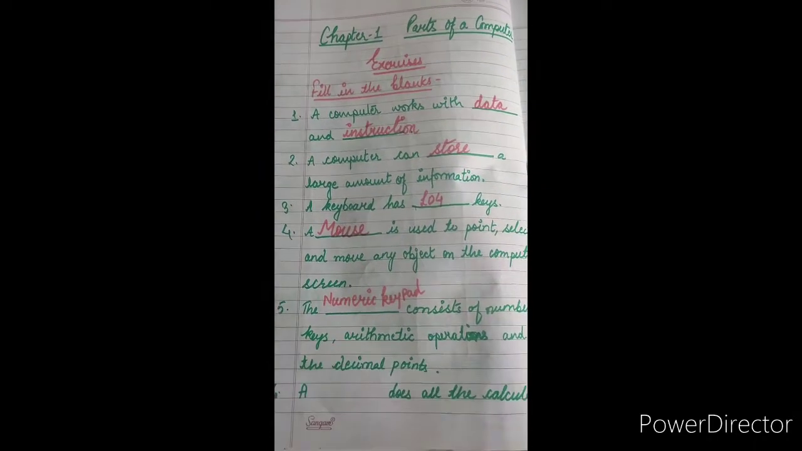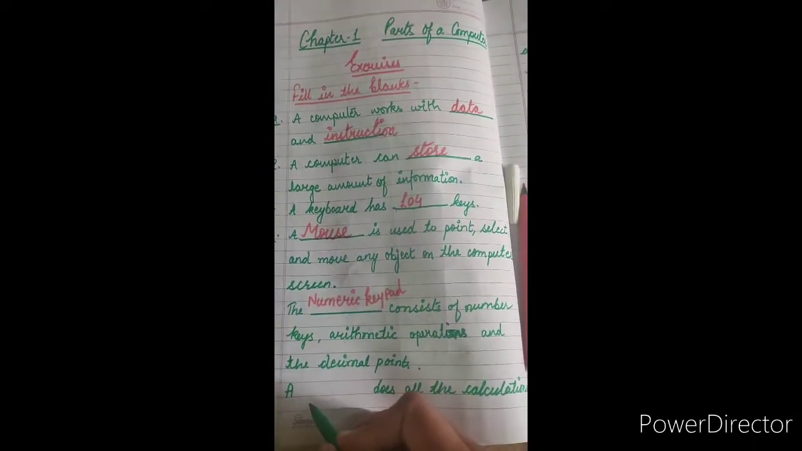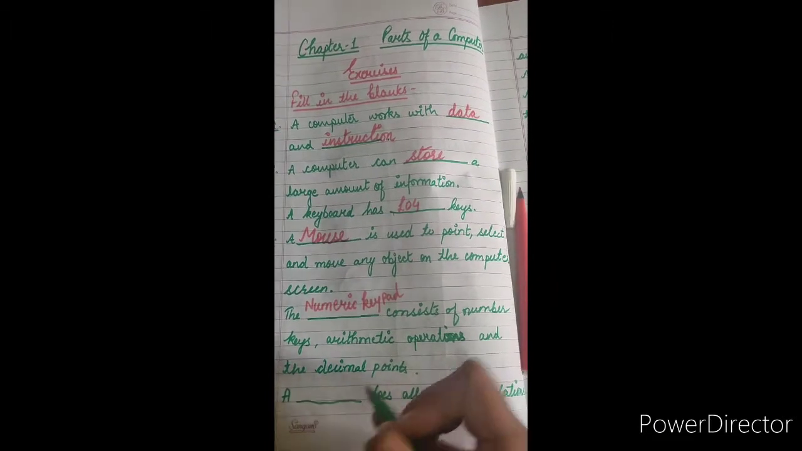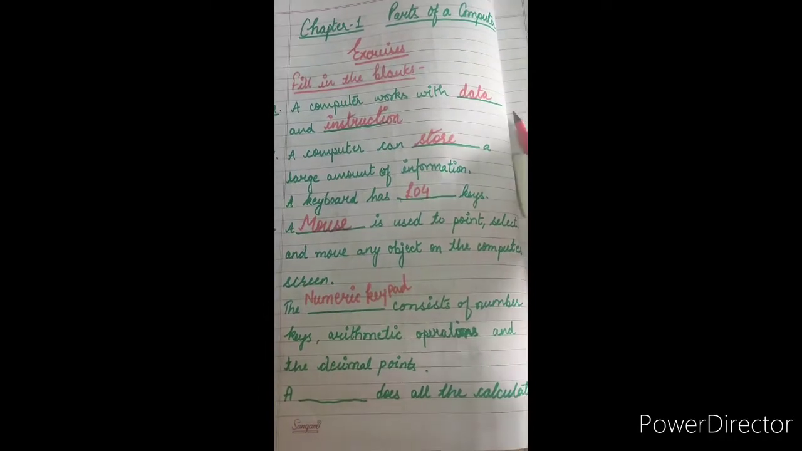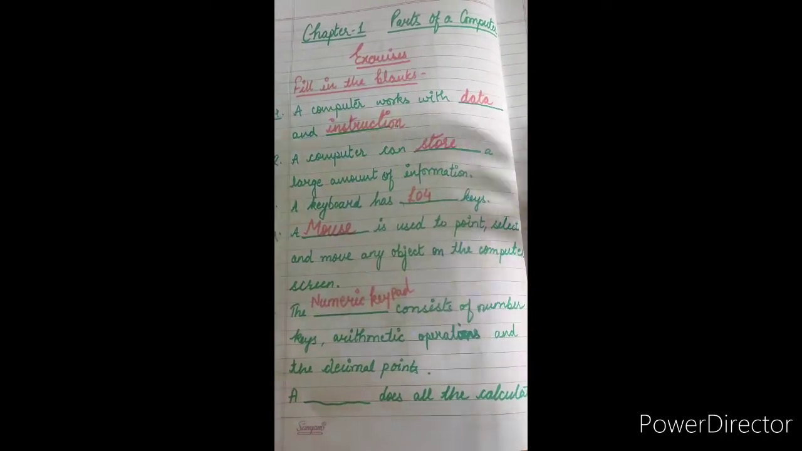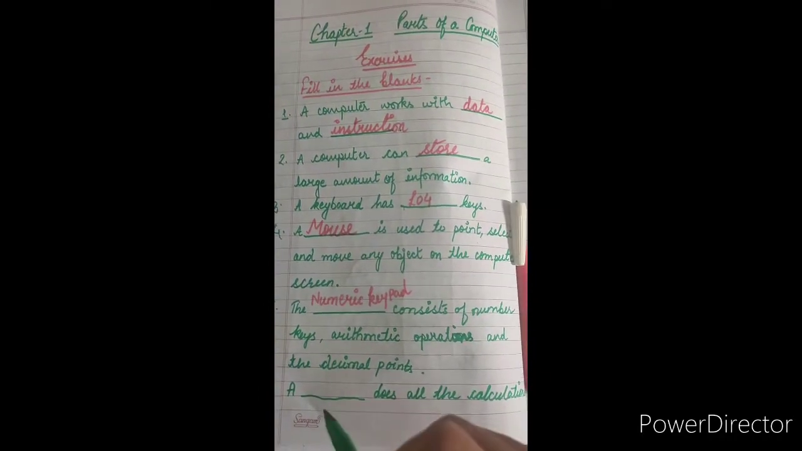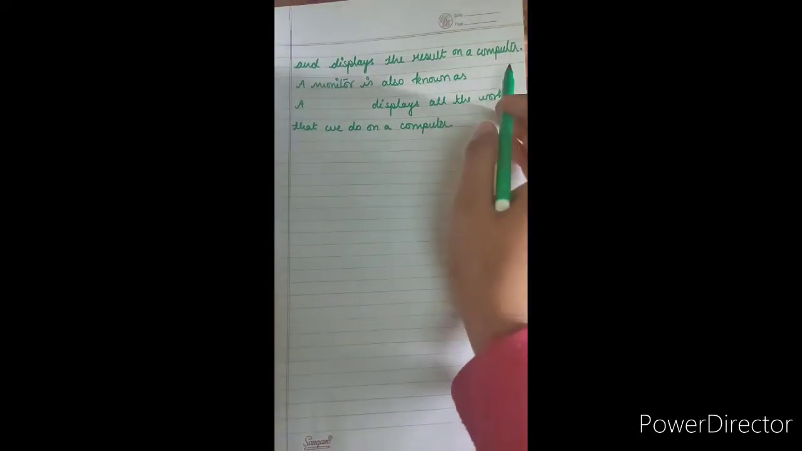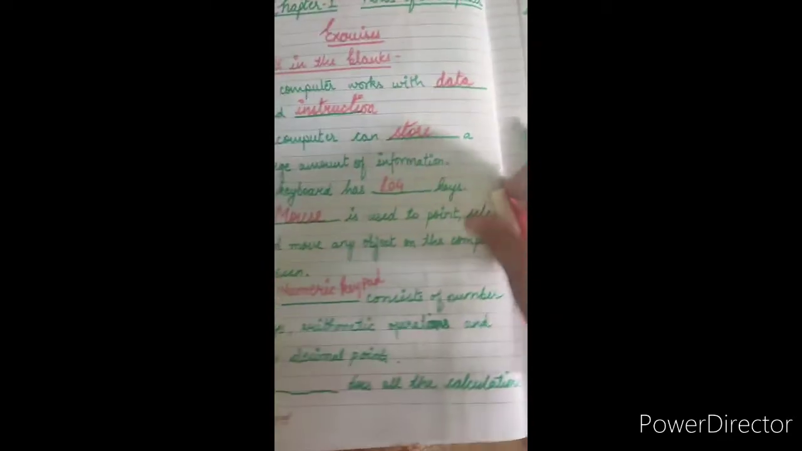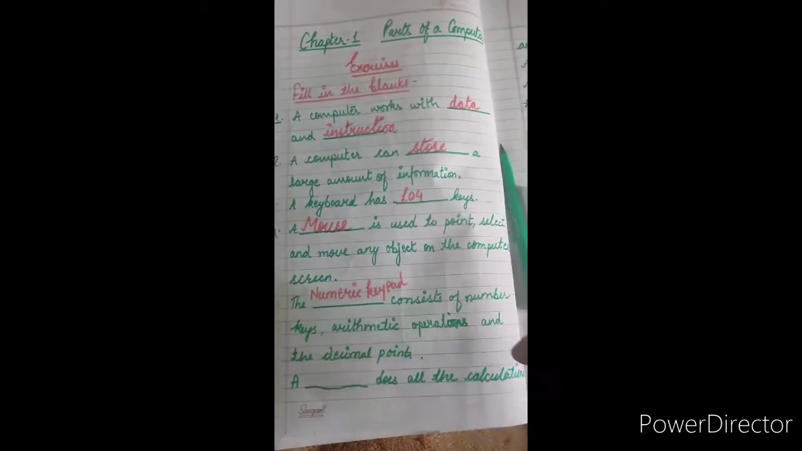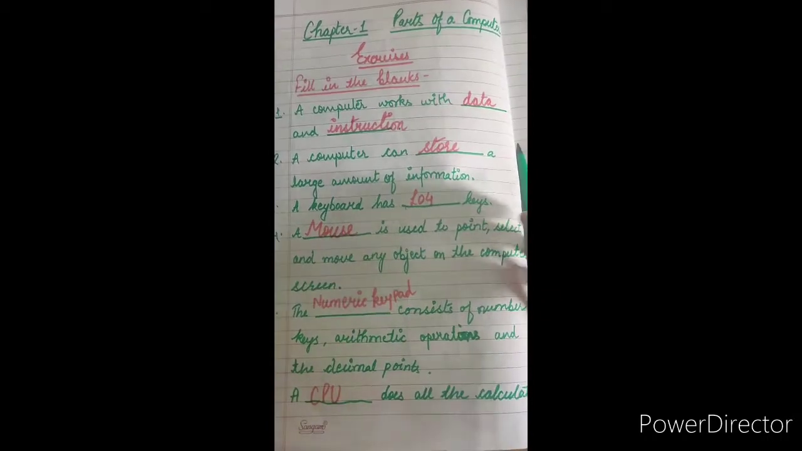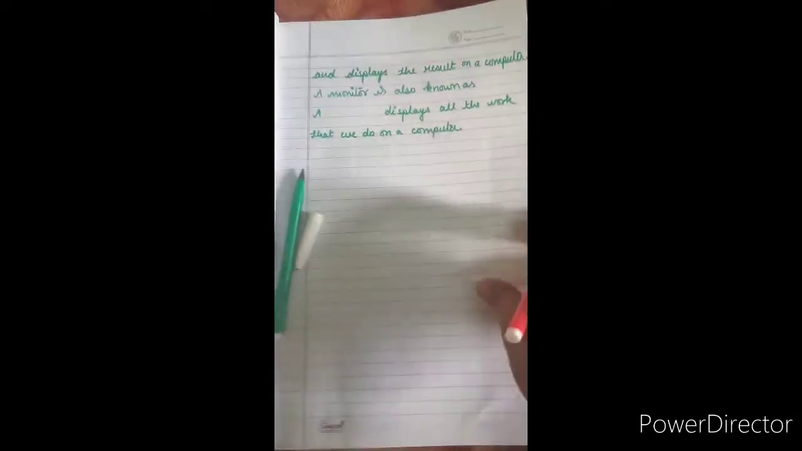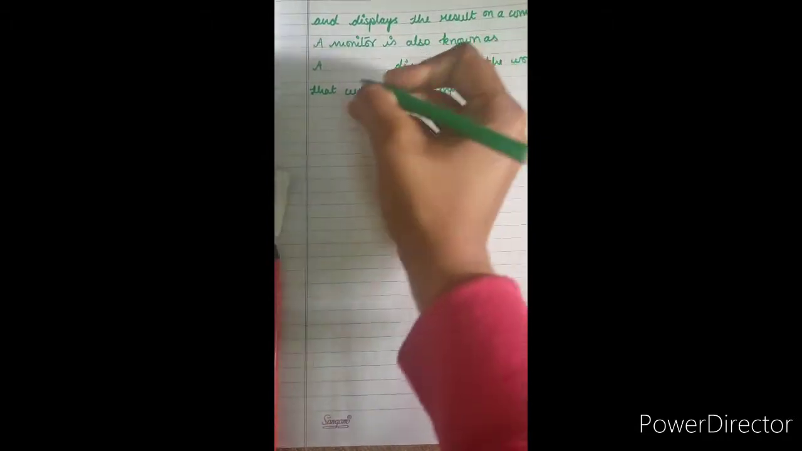Next, sixth one is: a dash does all the calculations and display the result. A dash does all the calculations and displays the result on a computer. Simple, CPU. CPU stands for Central Processing Unit.